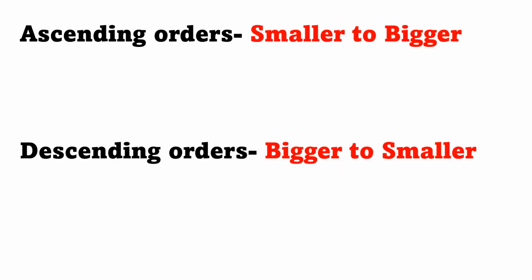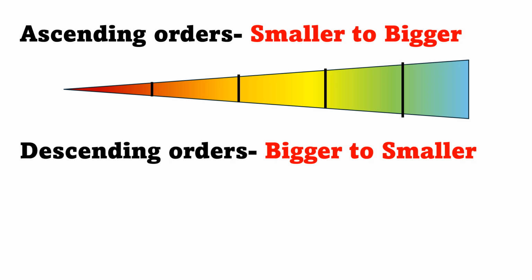So what is ascending order? It is smaller to bigger, or we can say the arrangement of numbers from smaller to bigger. Now let's take an example. We will take the normal numbers like 1, 2, 3, 4, 5. So there are 5 things, right?